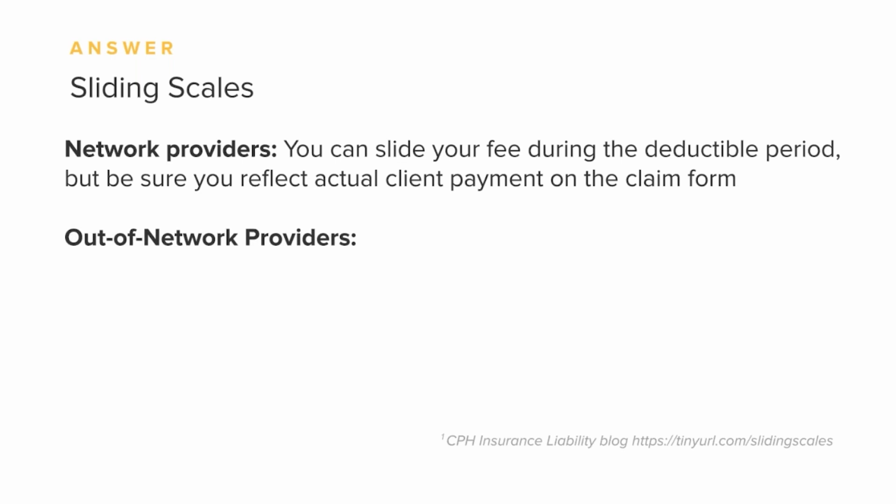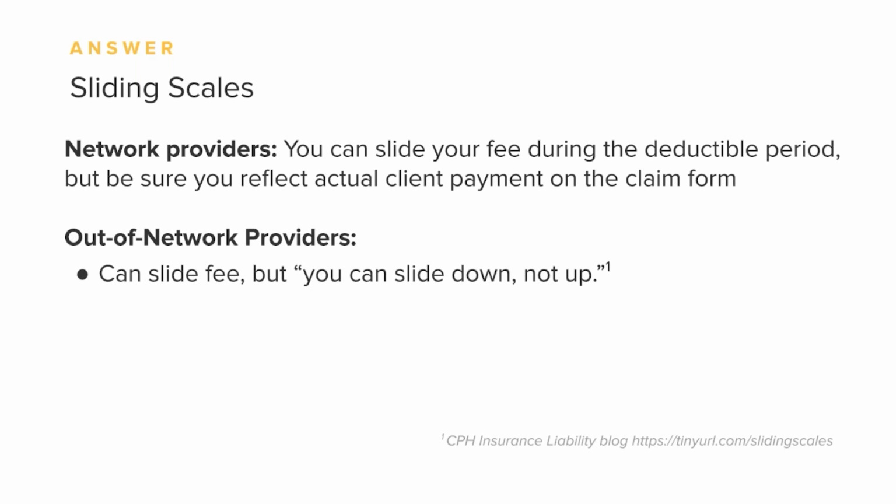But the bigger issue for sliding scales is for out-of-network people. You can always slide your fee. You didn't sign a contract with anyone. But the way I want you to think about it is that if your usual fee is $150, you can slide down. You can't slide up. And this is a whole topic, but just a quick and dirty overview: you can't say to clients, I have an insurance fee for those of you who have insurance, this is my fee, and for those of you who don't have insurance, this is my fee.